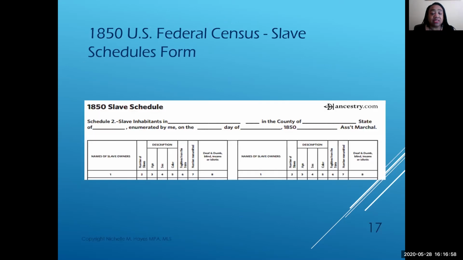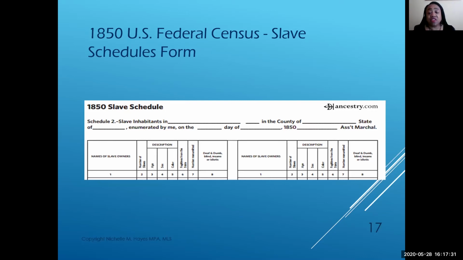So here's a blank 1850 slave schedule. At the top, you'll see that it gives you information about the name of the slave owners, the number of slaves, age, sex, color. And so you'll have black, mulatto, etc. In Louisiana, it might have quadroon, octoroon. If they're a fugitive from the state, the number of people there, if they were deaf, dumb, blind, insane. So that's a lot of information.